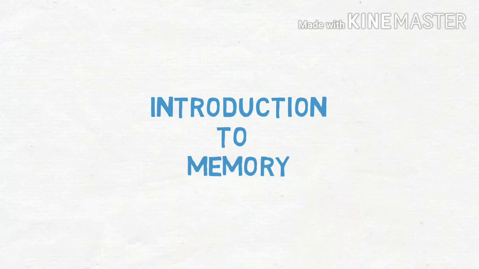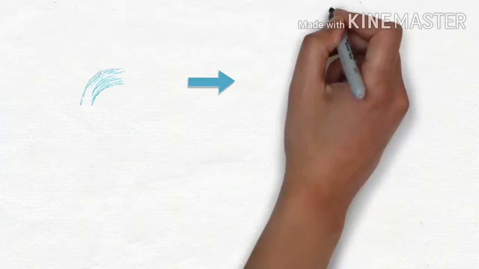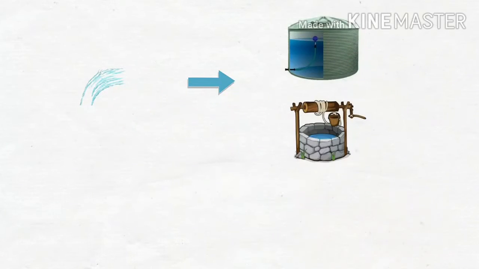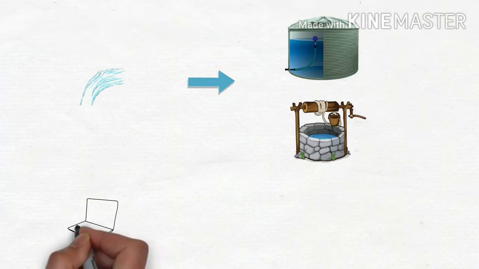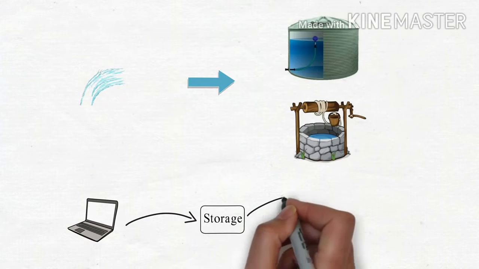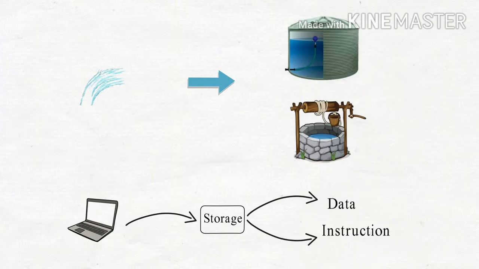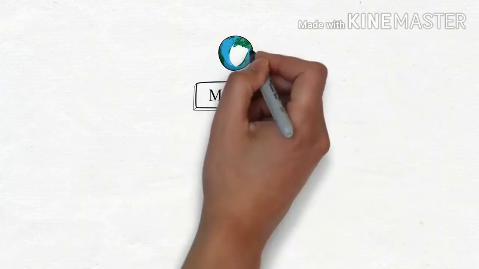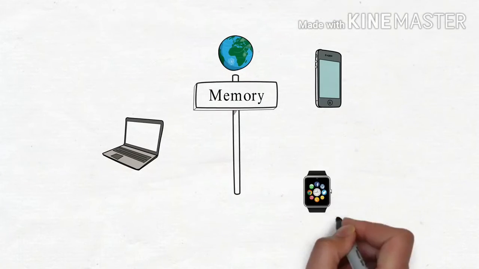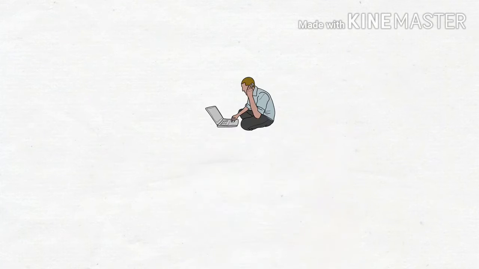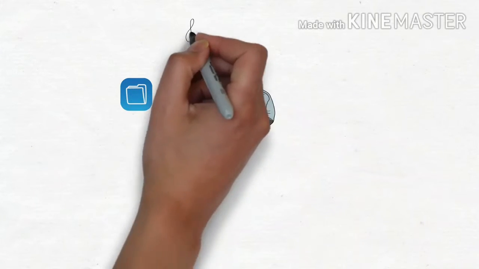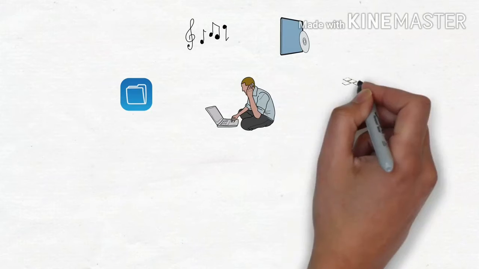Introduction to memory. To store a large amount of water, we need water tanks or a well to store it. The same way, a computer needs some storage or place to store the data and instructions. Memory is an important unit in the world of technology. It stores various types of data like documents, audio, video and games, etc.